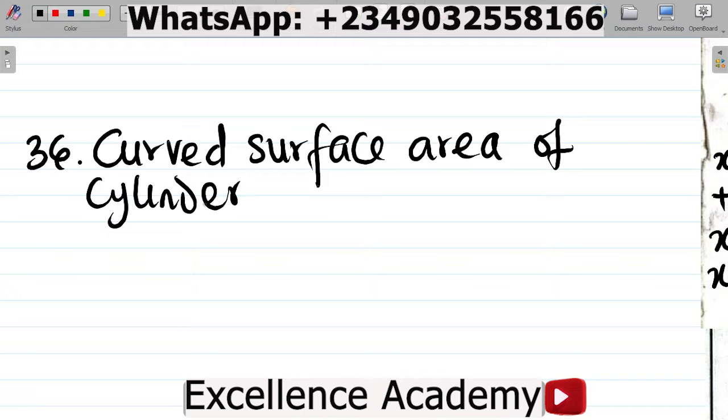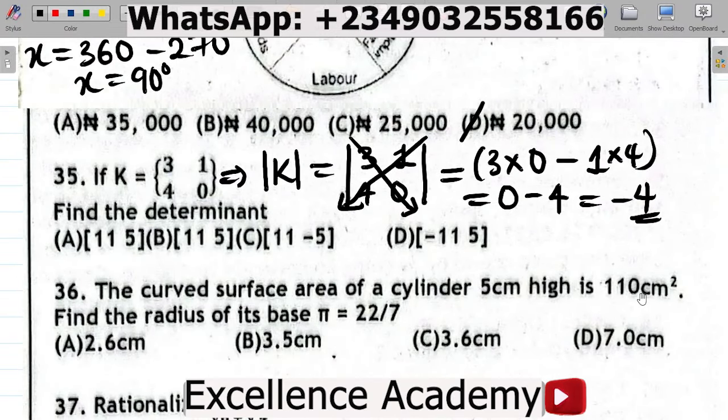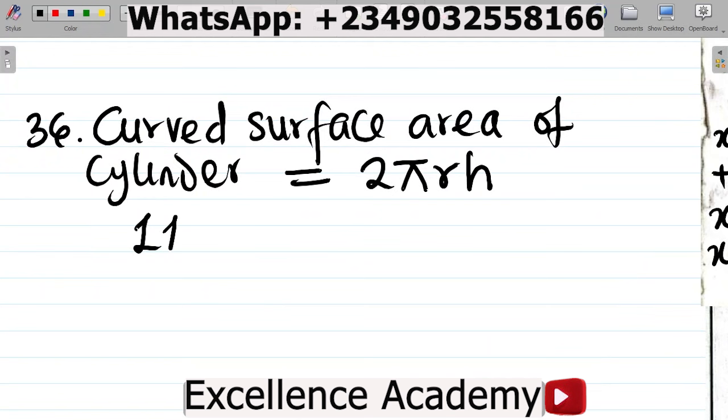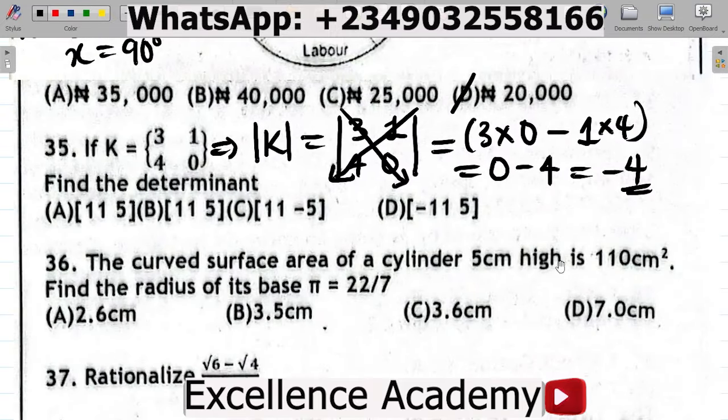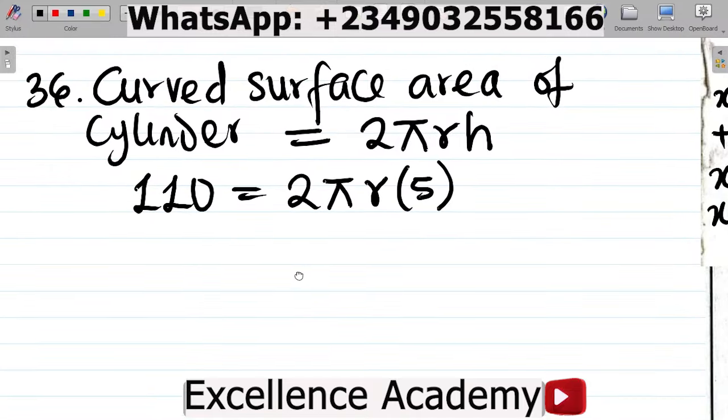The curved surface area of a cylinder is given by the formula 2 pi r h. This is your formula. Now the value of the curved surface area is given by 110 cm squared. We want to observe this is in cm squared, this is in cm, so we're not converting. So we have that 110 cm squared is equal to 2 times pi times r times h. What was the height given there? They said 5 cm high, so the height is 5.